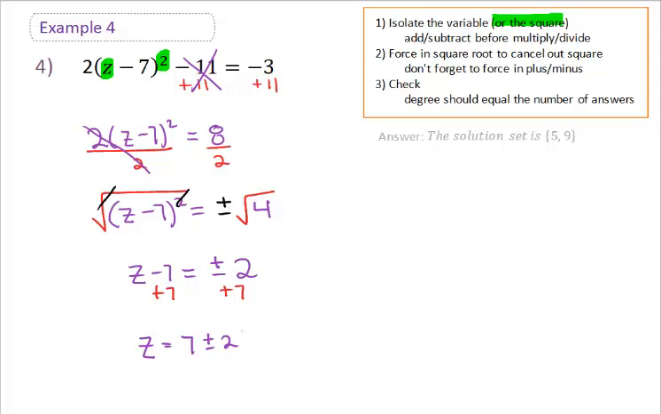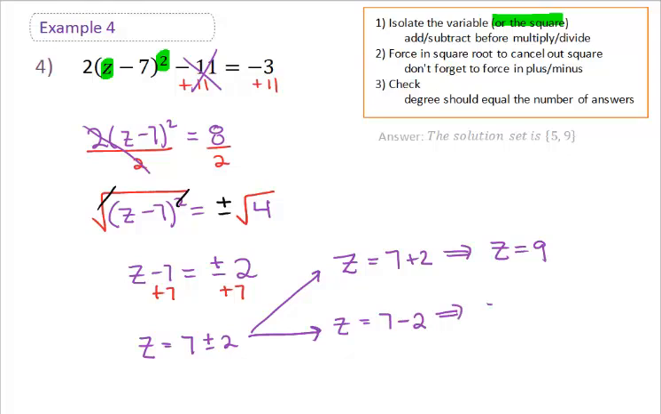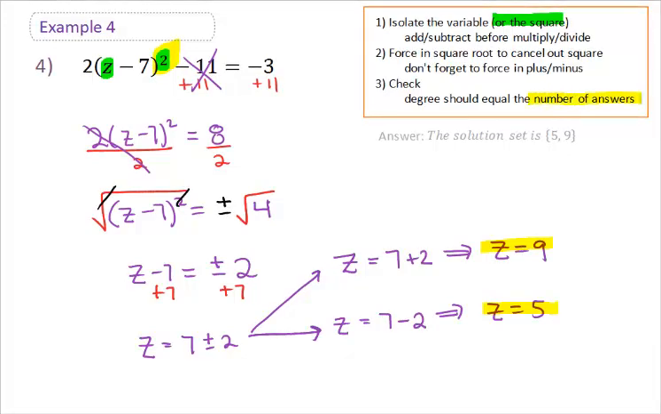Now since these are both whole numbers here, you must go farther. If you can simplify, then you must simplify. So we're going to split this up. The first one is v is equal to 7 plus 2, and that gives me the answer of v is equal to positive 9. The second one, v is equal to 7 minus 2, and that gives me the answer of v is equal to positive 5. So I have my 2 answers for my degree 2 problem. So I've checked that I have the correct number of answers.